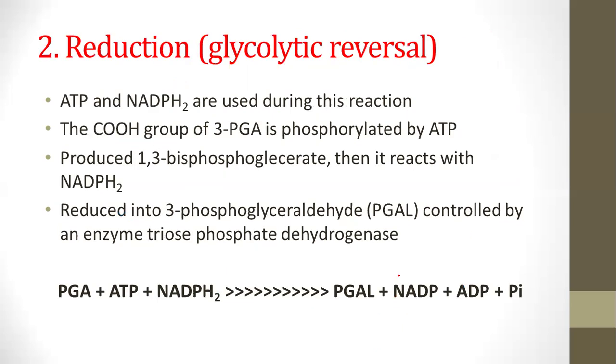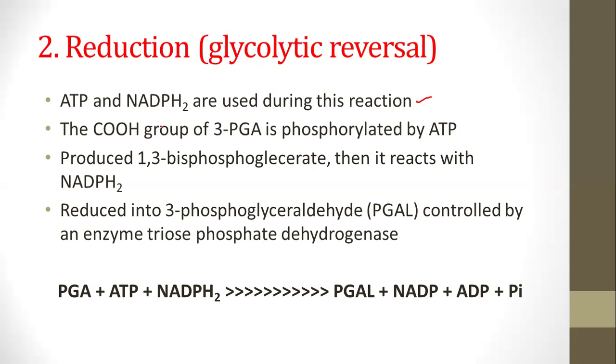The second step is the reduction, in other words, the glycolytic reversal. The ATPs and NADPH produced during the light reactions, which are stored within the stroma, are used during this reaction. These ATPs and NADPH2 are basically energy storing molecules, used during the dark reactions, in the absence of light, to provide the energy for the Calvin cycle.